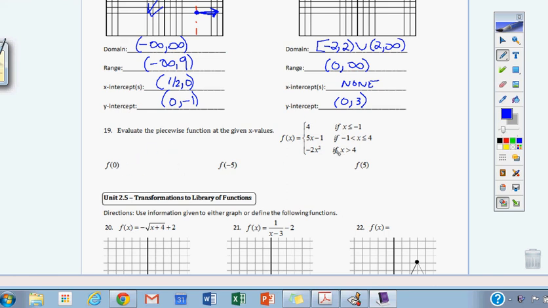So 0 for an x value would definitely be in this middle region here. So when you plug in 0, you get 5 times 0 minus 1, or you just get a negative 1. When you plug in negative 5, where does that fit? That fits right here in the top one, so it's a constant function there, so that would be 4. Throw in the 5, that's going to be right here. And so when we have negative 2 times 5 squared, 25 times negative 2 is negative 50, and that's how we find those.